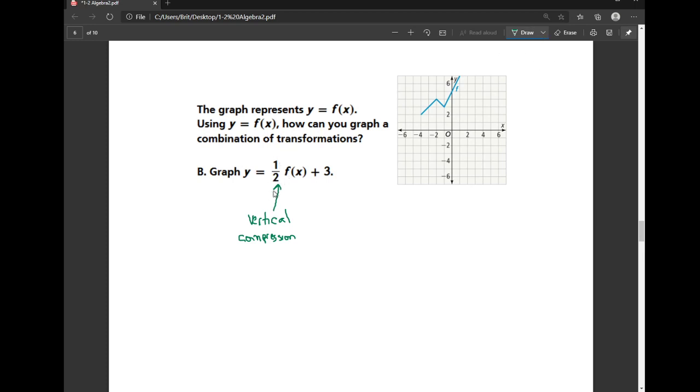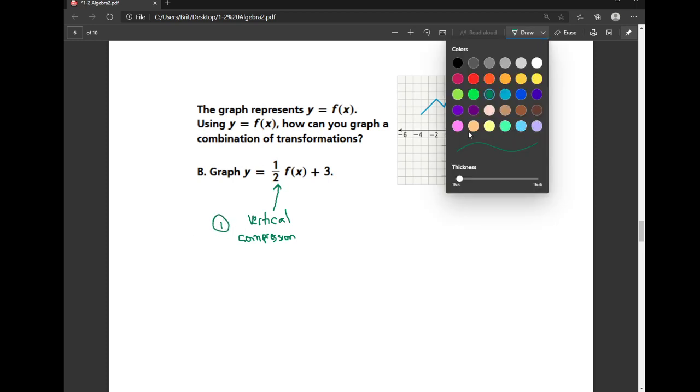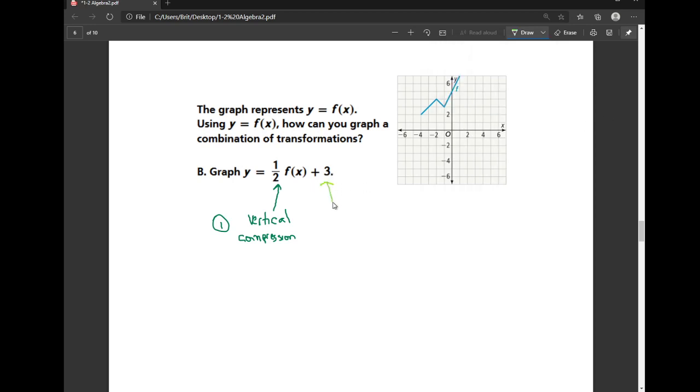So those are on our list first, right? Stretches and compressions. So I'm just going to put a 1 next to it because I know I'll be doing that one first. And then we have a +3 here. Notice that it's outside of the grouping symbol, so again, this is vertical. It's addition or subtraction, so it's a translation. And with a vertical translation where I'm adding, it's going up by 3. And since this is the only other operation we're doing, this is going to happen second.